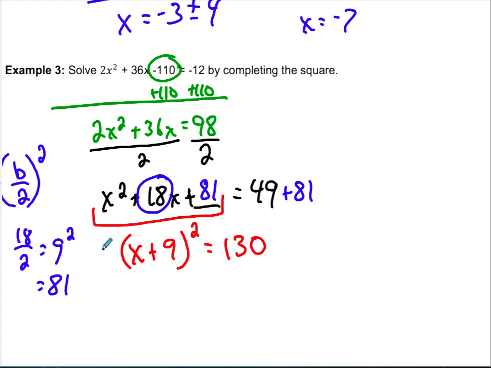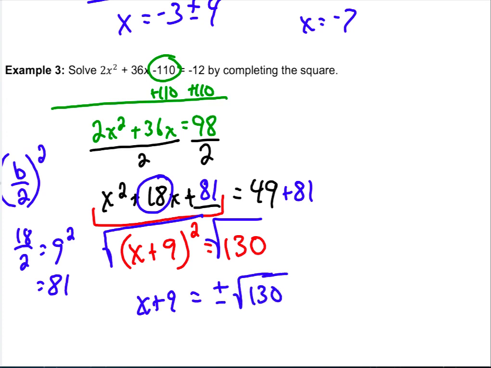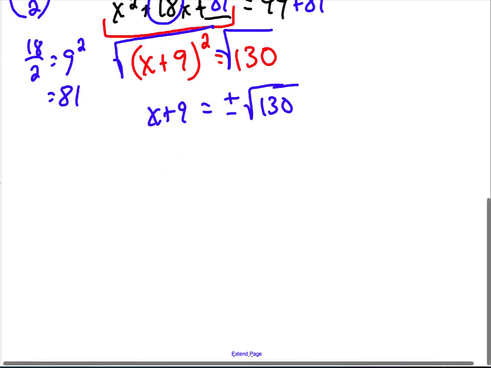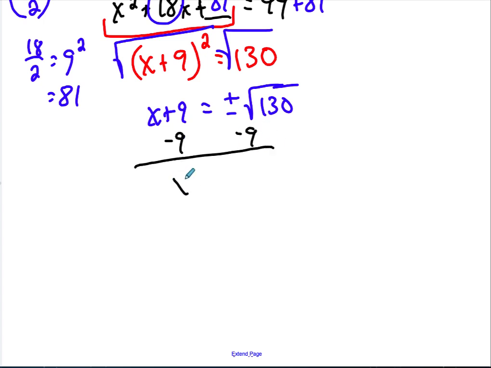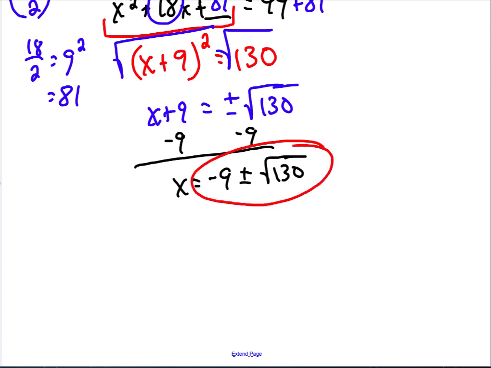Okay. Now, I'm going to take my square root. So I take the square root of both sides. I get x plus 9 on this side, and I get plus or minus square root of 130 on this side. It doesn't have any perfect square factors to it. I finish solving my equation. So I'm going to subtract 9 from both sides. X is equal to negative 9 plus or minus the square root of 130. So when there's still a radical left in there, since I really can't add it to the negative 9 or subtract it from negative 9, we're just going to leave our solution like this. Negative 9 plus or minus the square root of 130.